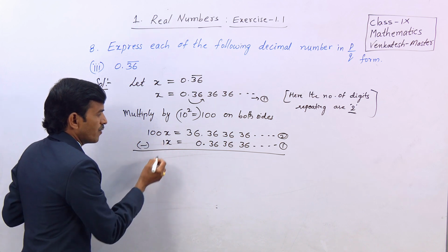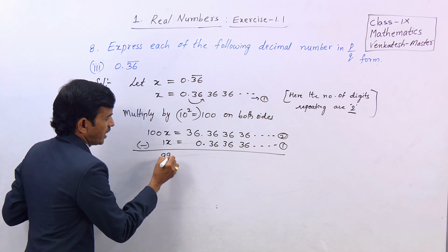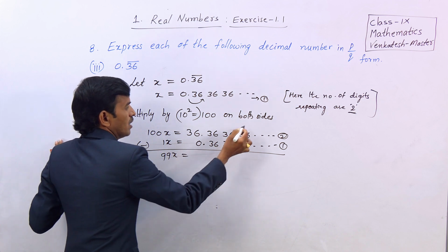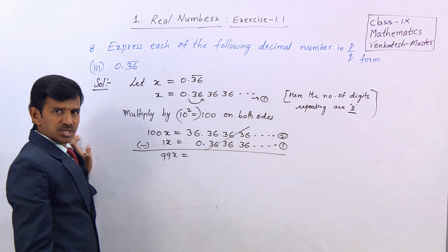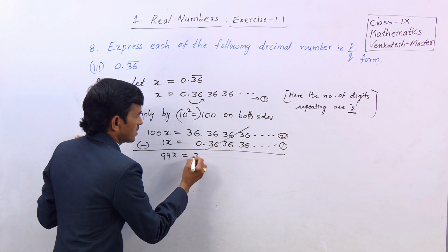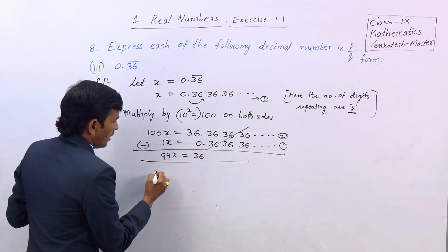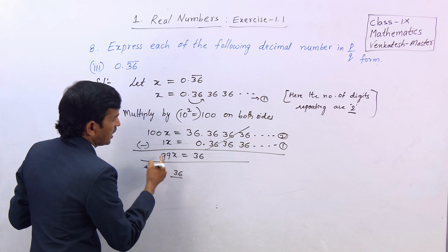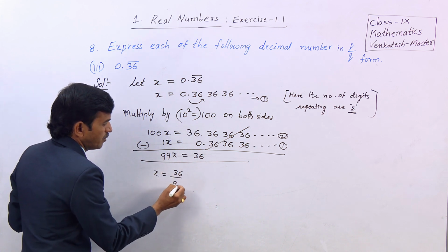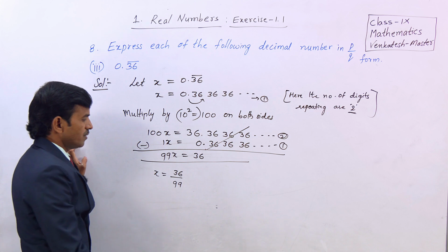Here 100 times of x minus 1 time of x gives us 99 times of x. Repeating decimals or recurring decimals get cancelled. 36 minus 0 is 36. Then x is equal to 36 by 99. If you transfer, it becomes the denominator.